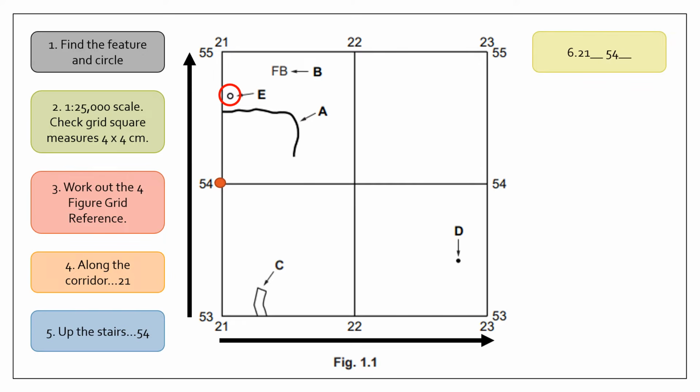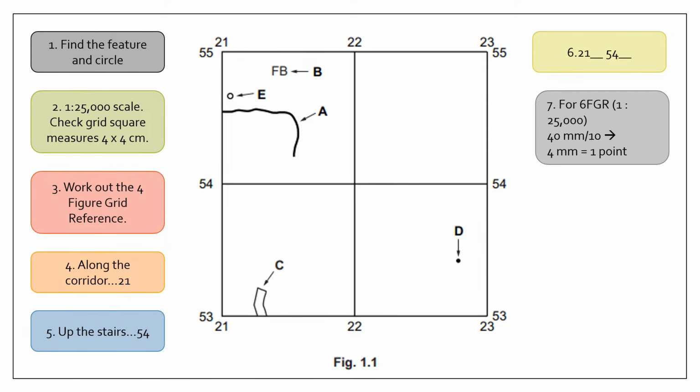because the 6-figure grid reference tells us the exact location within that grid square, and so we need to find out the third and sixth number. To do that, we remember that when it's 6-figure grid references, the third and sixth number goes anywhere from 0 to 9, so there's 10 numbers. So we do 40 millimeters divided by 10, so that's 4 millimeters equals 1 point on the map, so 1 point of this third and sixth number.